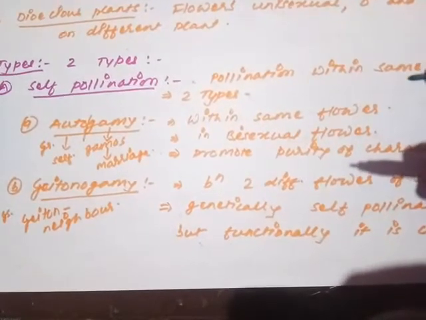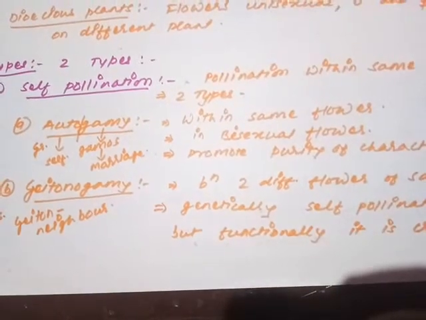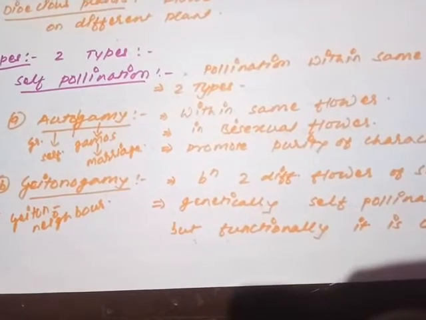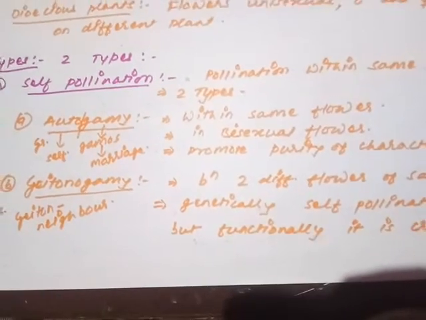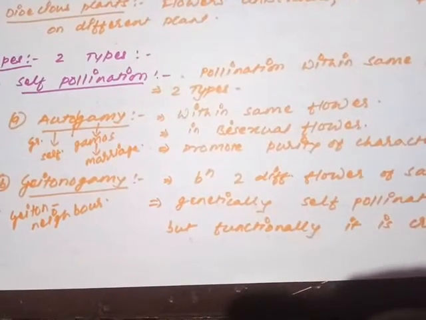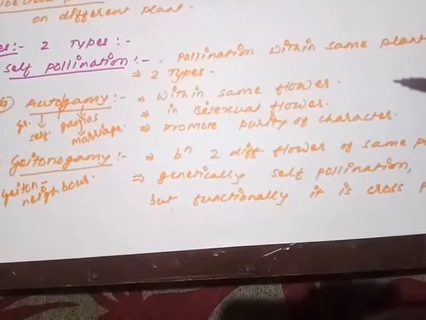So this is clear to you all. Autogamy means what? When bisexual flowers are there, both the sex organs, carpels and stamens, are present in the same flower, and that is why the pollination occurs in the same flower. So that is what is called autogamy. That is required for ensuring purity in the characteristic.